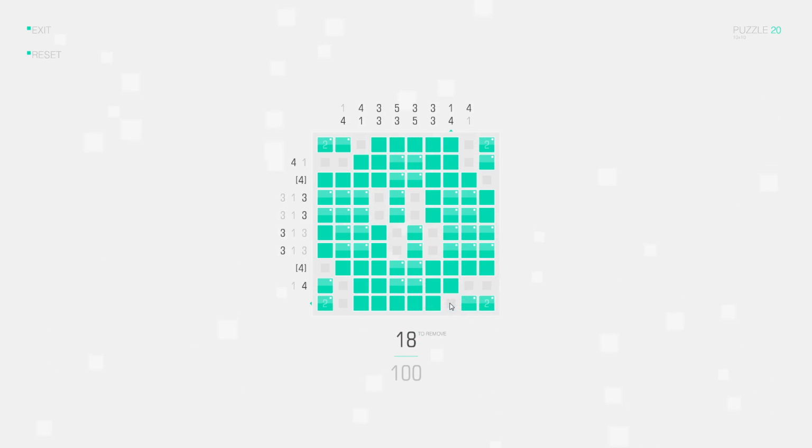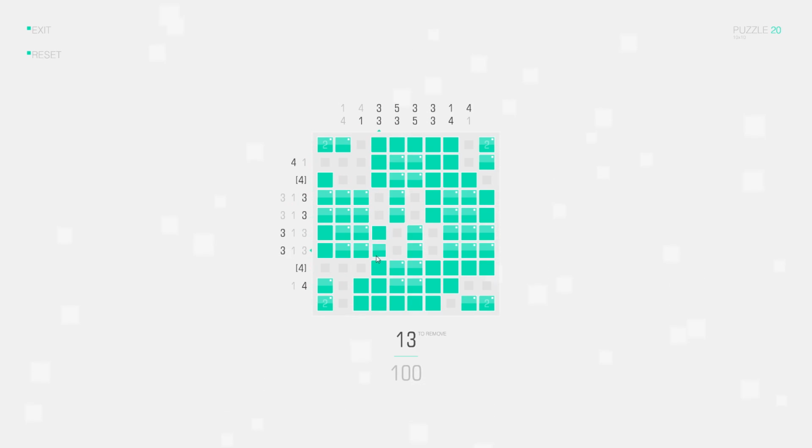Okay, so let's look at the column clues again. Here we have 4 connected squares left, and we have exactly 4 squares marked. Let's delete them. And here we have 4 connected squares like this already marked, so we can delete these squares. We have 1 square left, but we don't yet know where. In this column we have 3 connected squares at the top and 3 at the bottom.